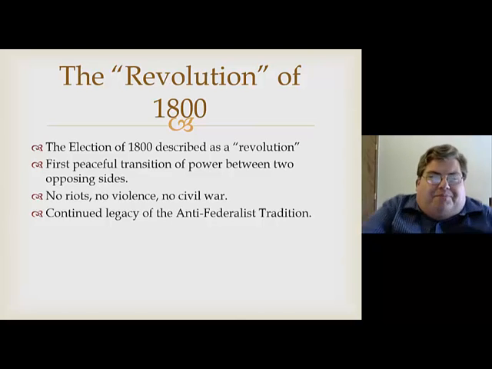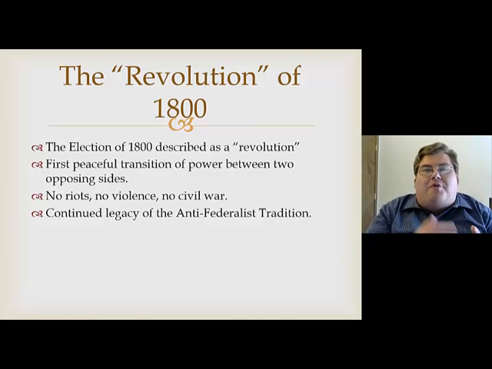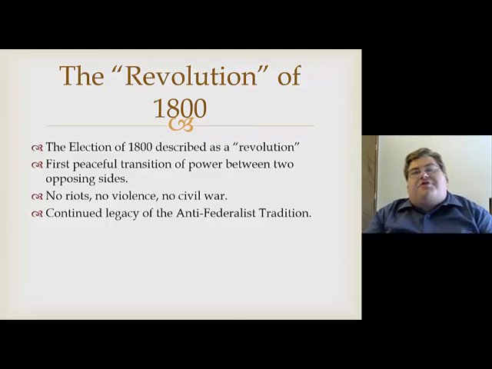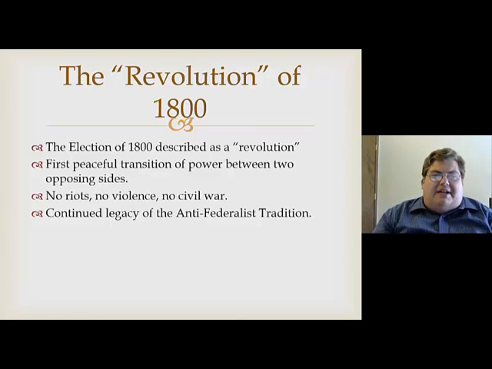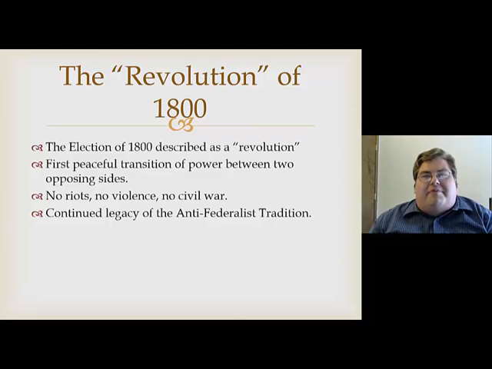What I mean is, if you look at Washington and Adams, they're both Federalists. They believe the same thing. There's no surprise there. But here, you have two groups that hate each other, but there's no riots, there's no violence, there's no civil war, there's no people getting angry, dogs and cats are not living together, oh, the humanity.